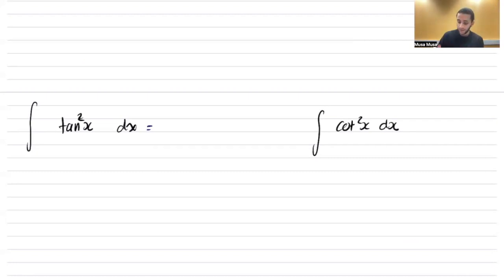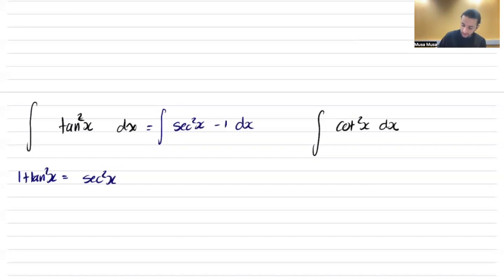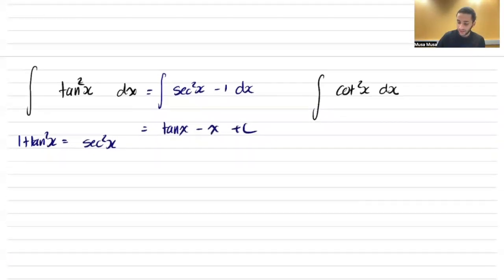So what we're going to do instead is rewrite this as, because we know 1 plus tan squared equals sec squared, sec squared x minus 1 dx. This is pretty easy to integrate now, because the integral of sec squared we know is tan x, and the integral of minus 1 is just minus x. So that's how you do that one.